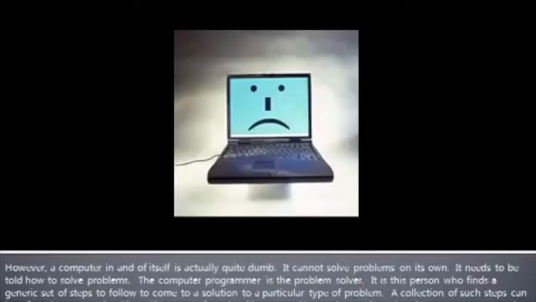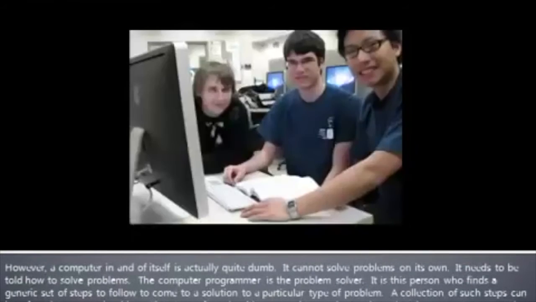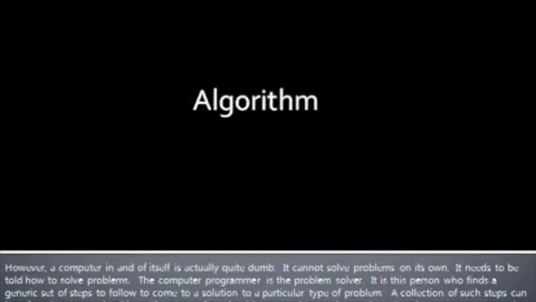It cannot solve problems on its own. It needs to be told how to solve problems. The computer programmer is the problem solver. It is this person who finds a generic set of steps to follow to come to a solution to a particular type of problem. A collection of such steps can be referred to as an algorithm. The steps of an algorithm are written as instructions that the computer can read that tell it how to process the input data to compute the appropriate output data.